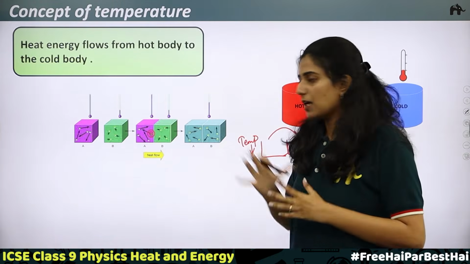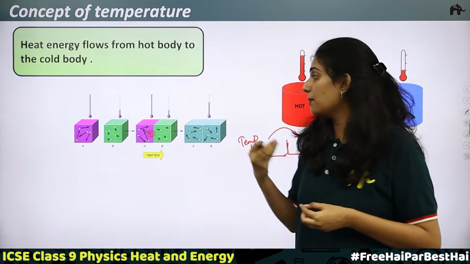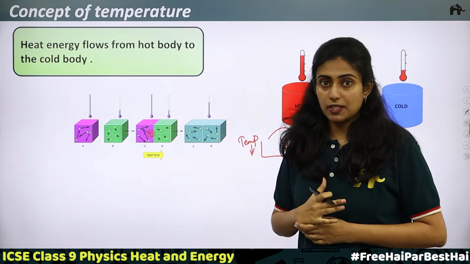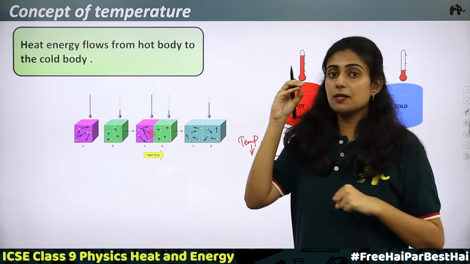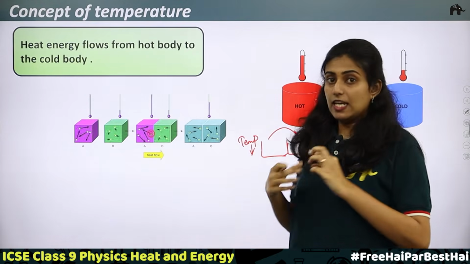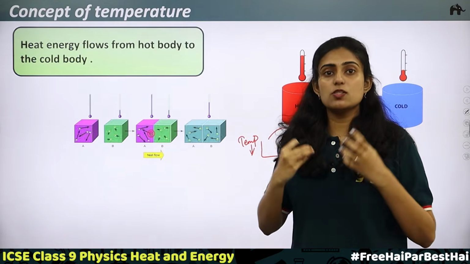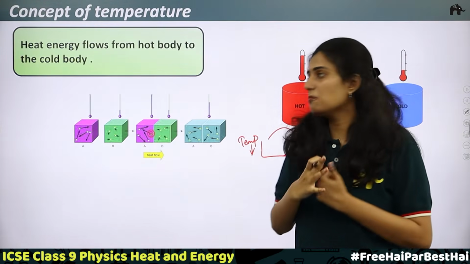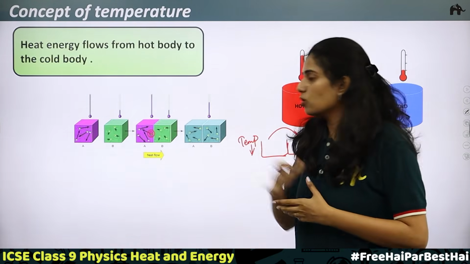When you take a body, we know molecules are there. When you supply heat energy, what is happening? We said the temperature is increasing. Actually, what happens is the molecules start vibrating. They gain some energy, and because of this energy, they start vibrating. There is random motion. They start hitting the other particles. This is what is happening.